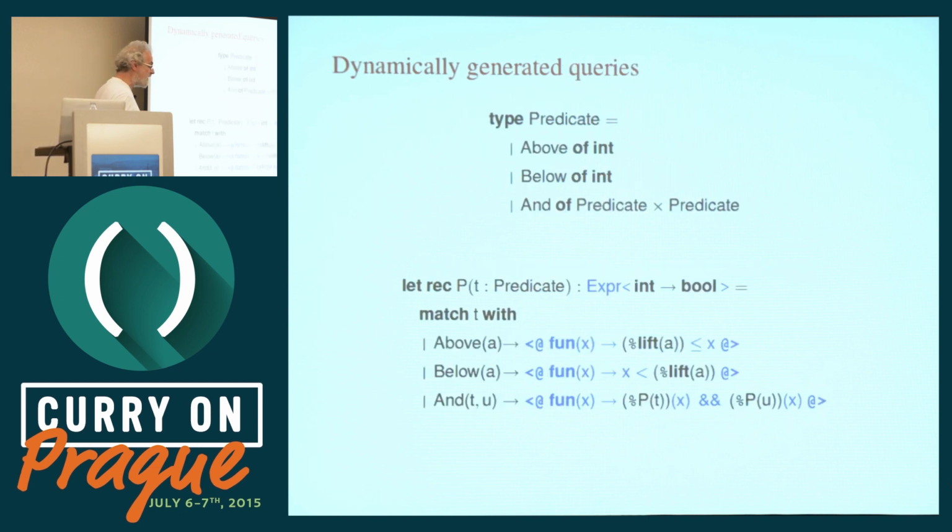Now, much more interesting still is generating queries dynamically. So now I'm going to embed a little DSL using my little DSL. Here's a little DSL. It just expresses predicates. This one only has three constructs, but we could easily add more: being above a given age, below a given age, or both predicates holding.